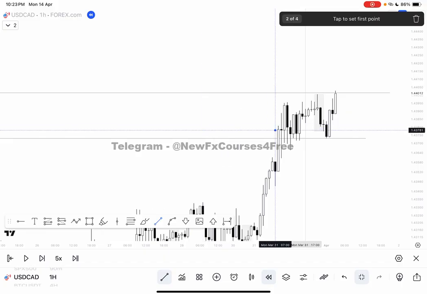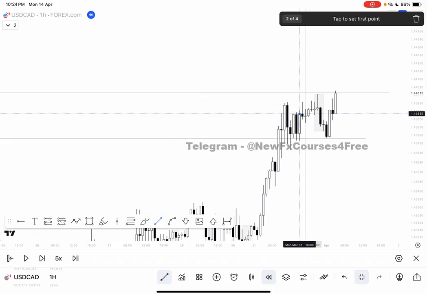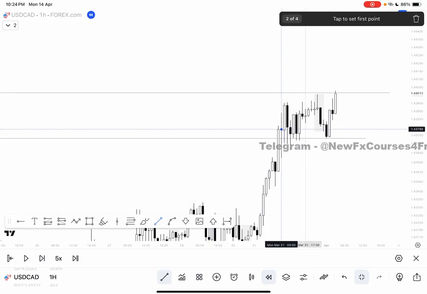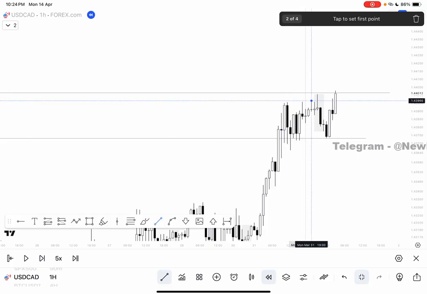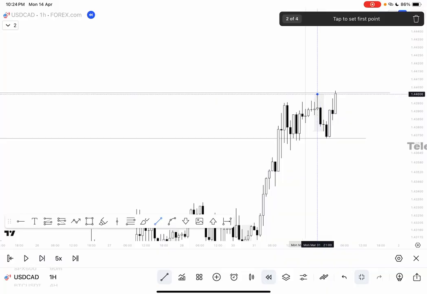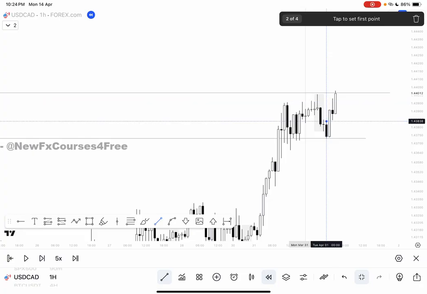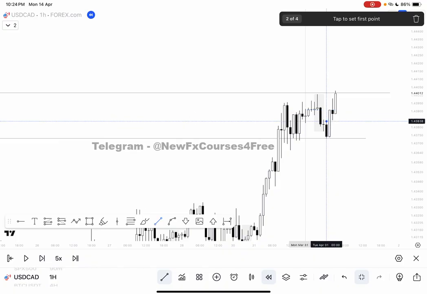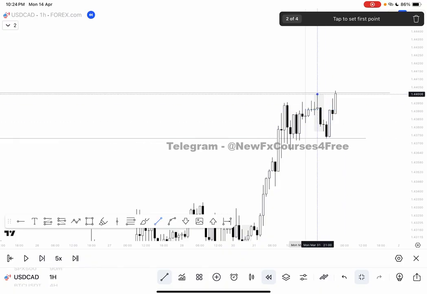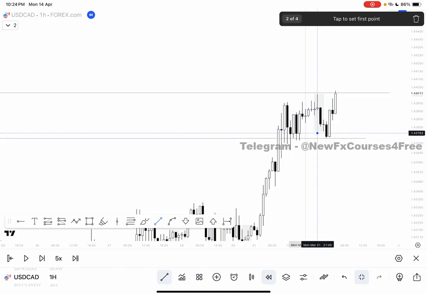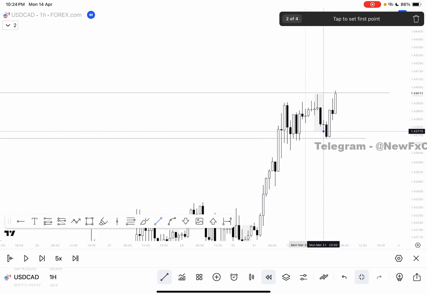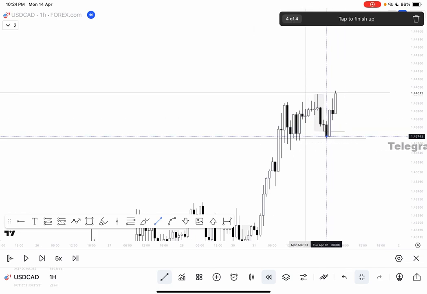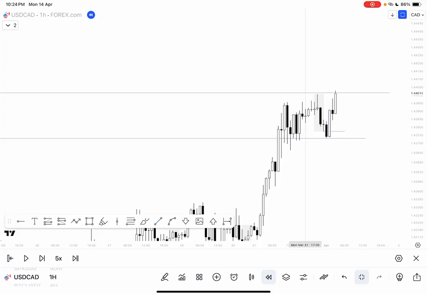So here was the close, and Asian session began, and this was London opening price here, and a manipulation sweeping this low, tapping on our key level.